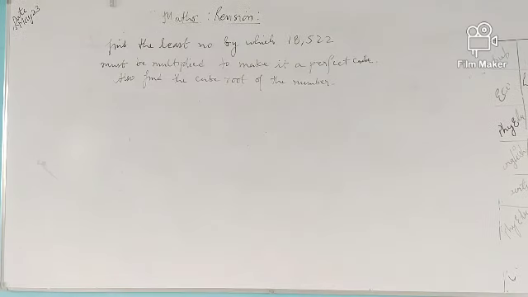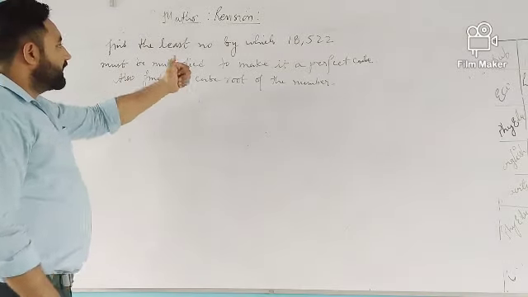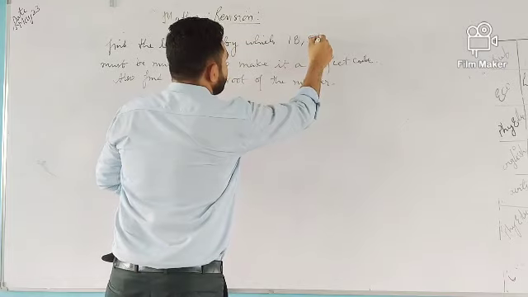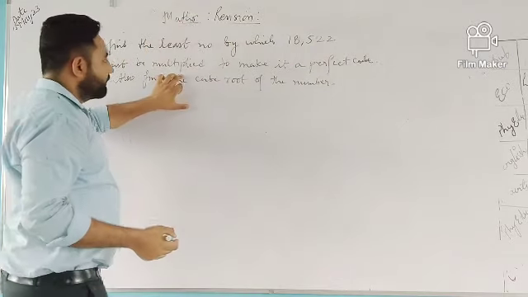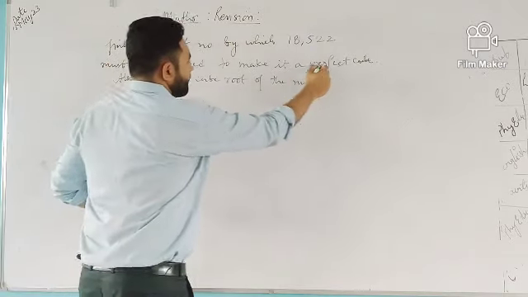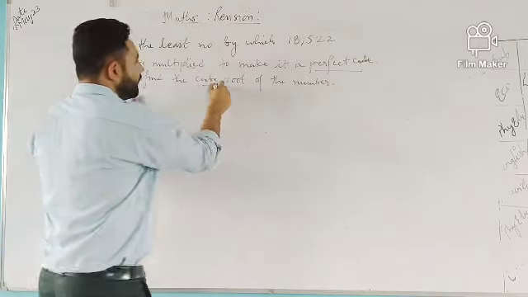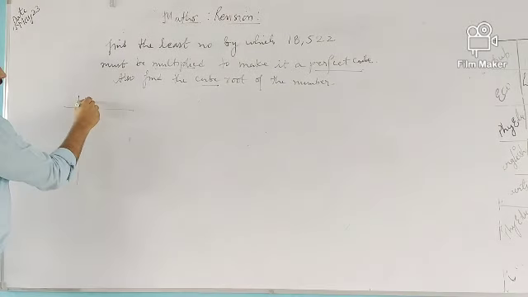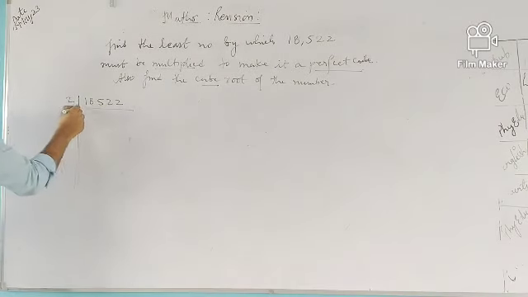Now we come to another question. Find the least number by which 18,522 must be multiplied to make it a perfect cube. Also find the cube root of the number. So let's do the prime factorization of 18,522.